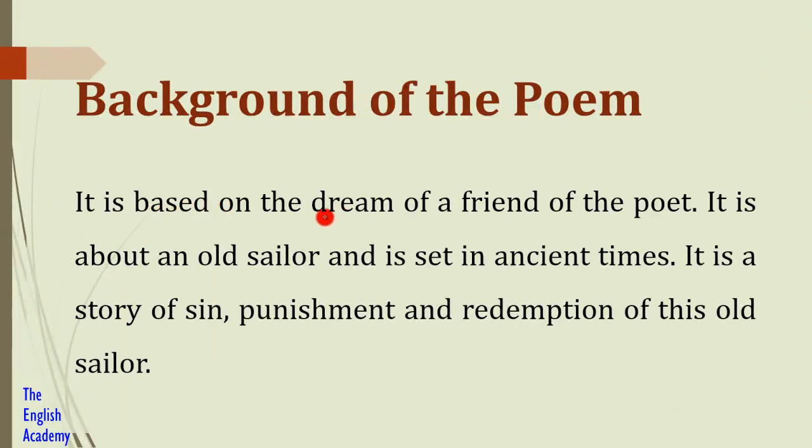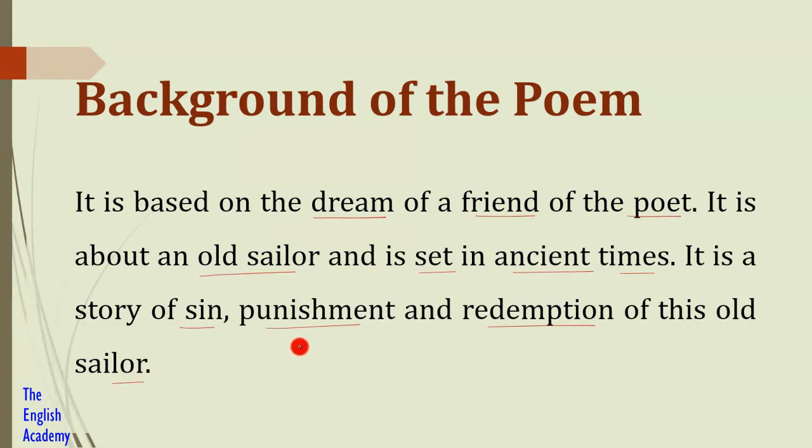It is based on the dream of a friend of the poet. So the poet Samuel Taylor Coleridge had a friend, and the friend had a dream. Based on this dream, this poet wrote this poem. It is about an old sailor and is set in ancient times. It is the story of sin, punishment and redemption of this old sailor.